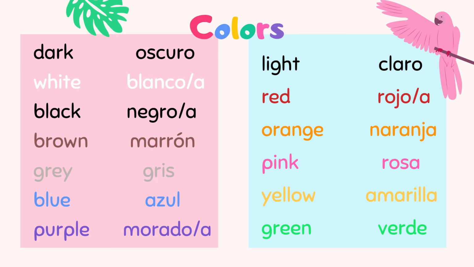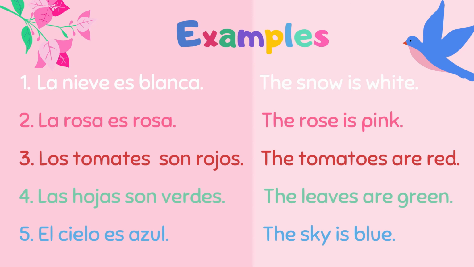Now let's have a look at these examples. La nieve es blanca. The snow is white. La rosa es rosa. The rose is pink. Los tomates son rojos. The tomatoes are red.